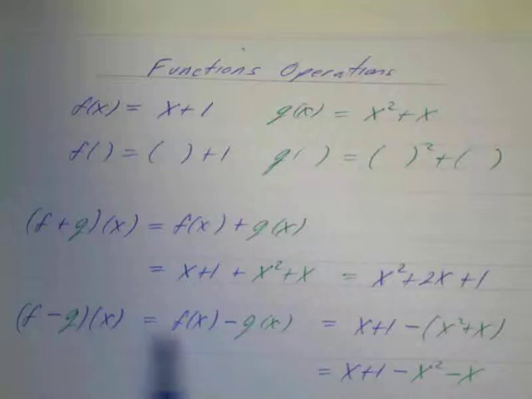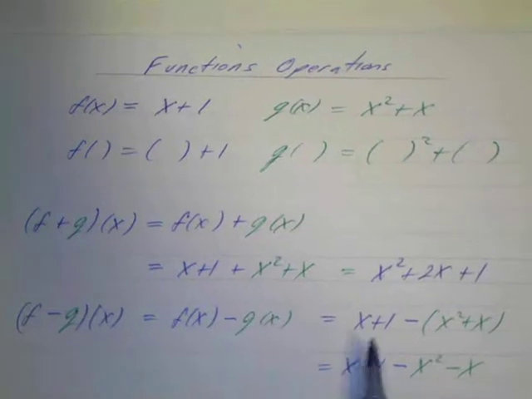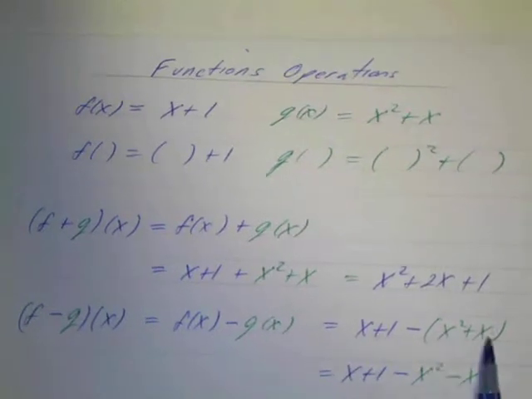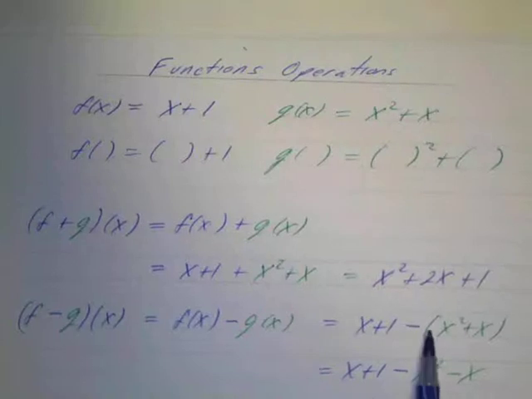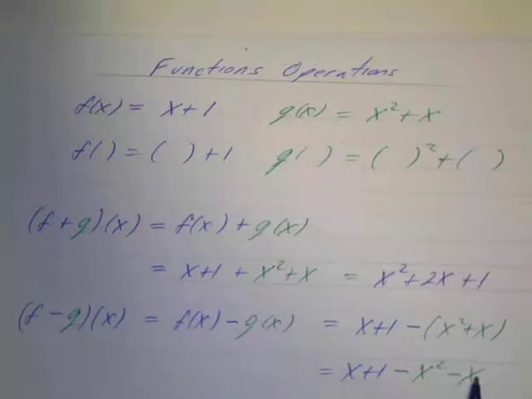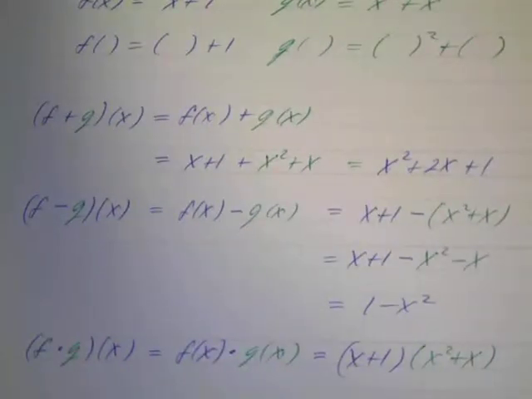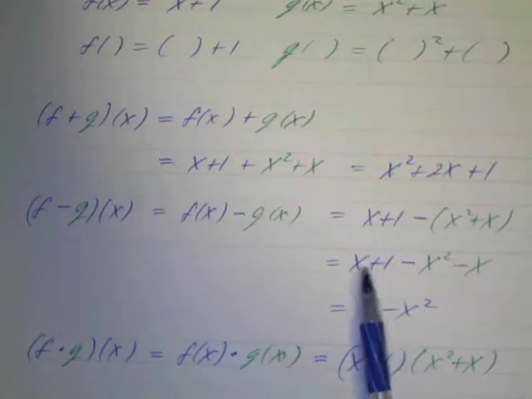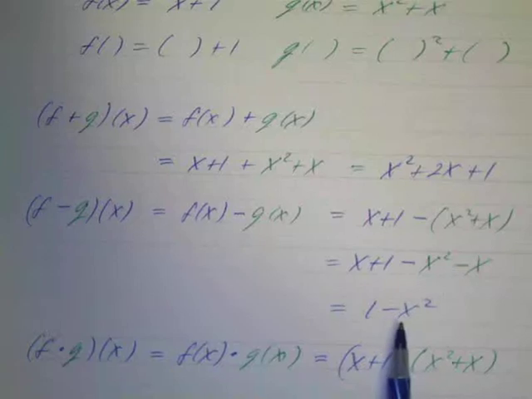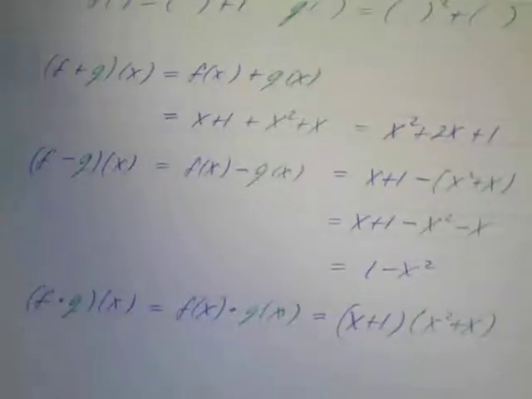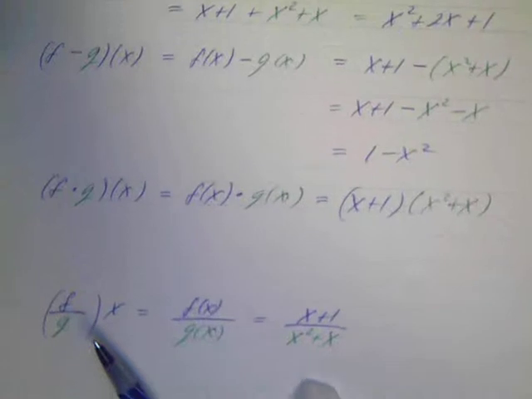F minus g of x, that's just f of x minus g of x. Well, the f rule was x plus 1 and the g rule was x squared plus x. So I'll just take the x plus 1 rule minus the x squared plus x rule and simplify that. So I've got x plus 1 minus x squared, and a minus times a plus is a minus x. And notice that x minus x is 0, so we just end up with 1 minus x squared. So again, x minus x is 0, so we end up with just 1 minus x squared. So that's f minus g of x. So it's not too difficult. Looks far more complicated than it is.